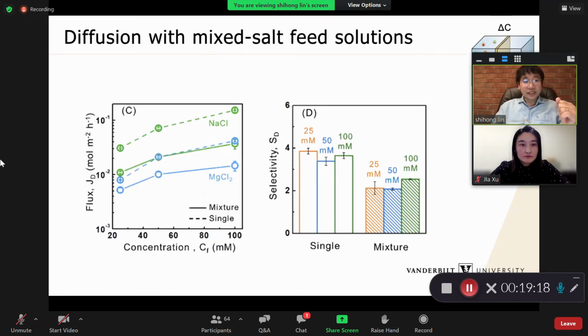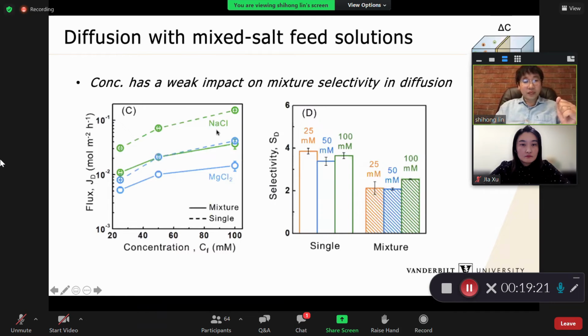And then this is for the diffusion experiment. Again, similar to what we have seen in the last slide, in terms of the description of both figures. But here, what we observed was that concentration has a weak impact on the mixture selectivity in diffusion, which is different from the filtration experiment. And we suspect that this has something to do with the effective contribution in filtration, but we're not certain about that. So this is worth further investigation.